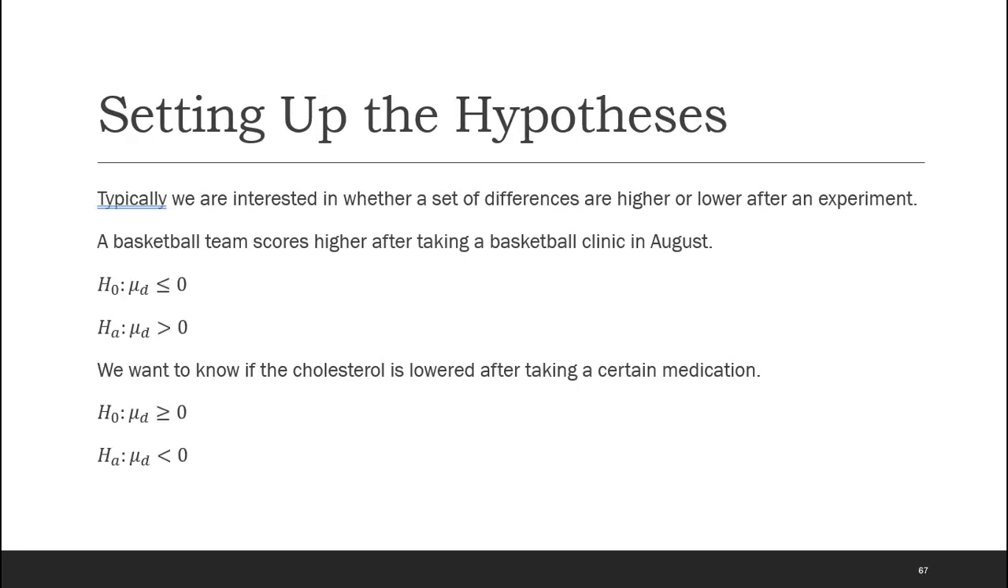The other thing that I want to do real quick is talk about setting up the hypotheses. Typically, since we're talking about differences, we are going to be interested in seeing whether they are higher or lower after an experiment. What that is typically going to translate to is whether they are positive or negative. So you will notice hypotheses are set up around 0. That is typical with a paired sample.